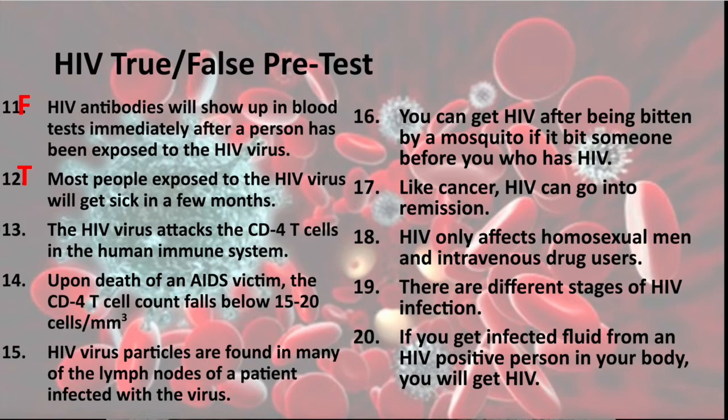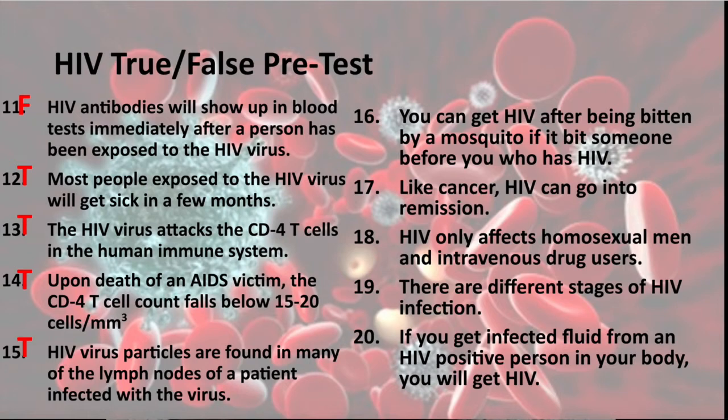Number 13, the HIV virus attacks the CD4 T cells in the human immune system. We haven't used the term CD4 T cells yet, but those are our helper T cells, and that is true. Number 14, upon death of an AIDS victim, the CD4 T cell count falls below 15 to 20 cells per cubic millimeter of blood. That is true. 15, HIV virus particles are found in many of the lymph nodes in a patient infected with the virus.